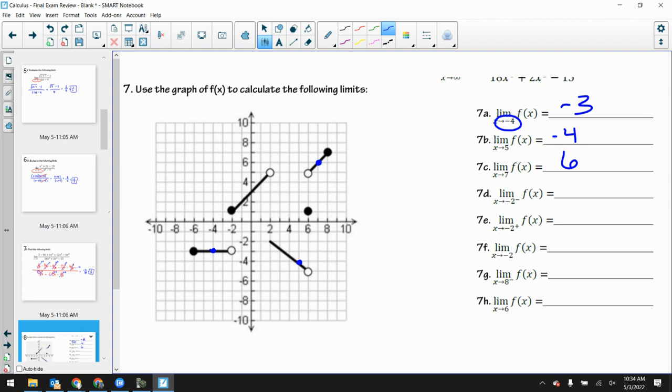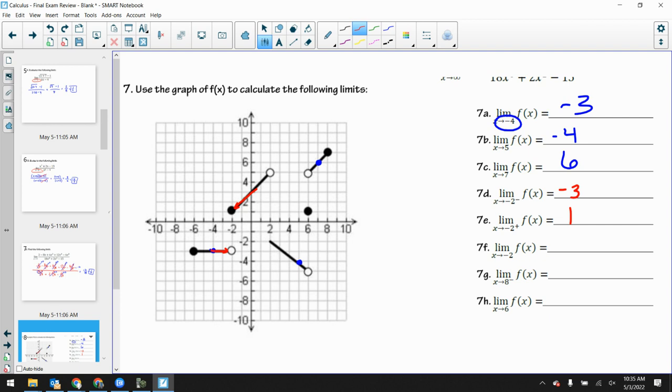Now, remember that this notation means going from -2 to the left, right? So if you're looking at -2, you want to look on the left side of -2. So in this case here, on the left side of -2, I'm looking at it right there. So on the left side of -2, it's going toward -3. Do I care that it's an open circle? Nope. I don't care what's happening at that value, I care what's happening around that value. The limit as x goes to -2 from the right direction. So from here, that's +1.